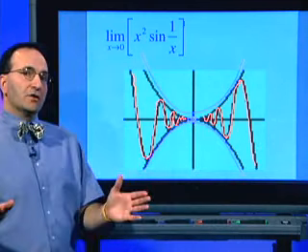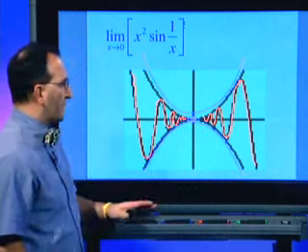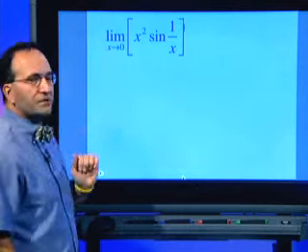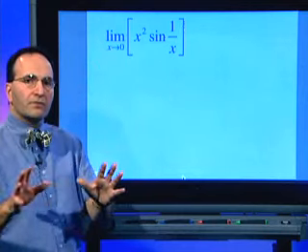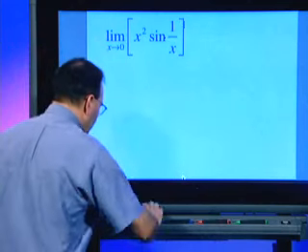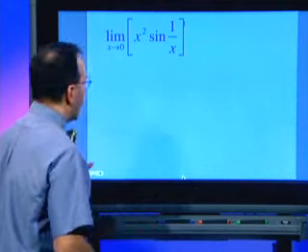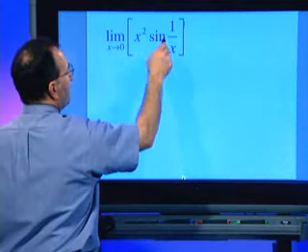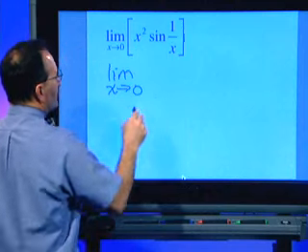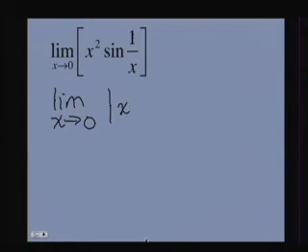Well, now let's take a look at this by using the sandwich theorem. So we're going to look at the limit as x goes to 0 of x squared times sine 1 over x and look at it from the sandwich theorem point of view. So what I have is the first thing. We can separate out these two and say that this is the same as the limit as x goes to 0 of the absolute value of x squared times the absolute value of sine 1 over x.